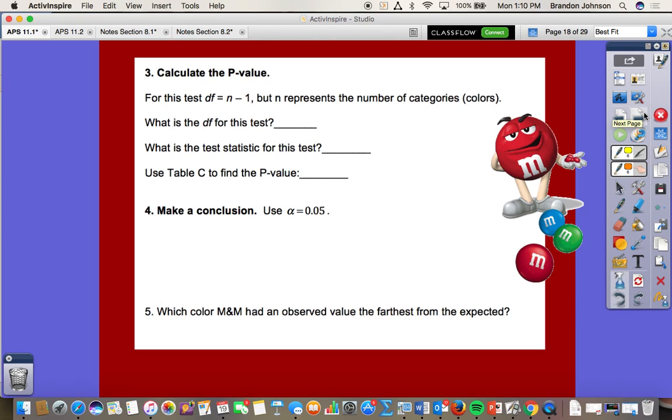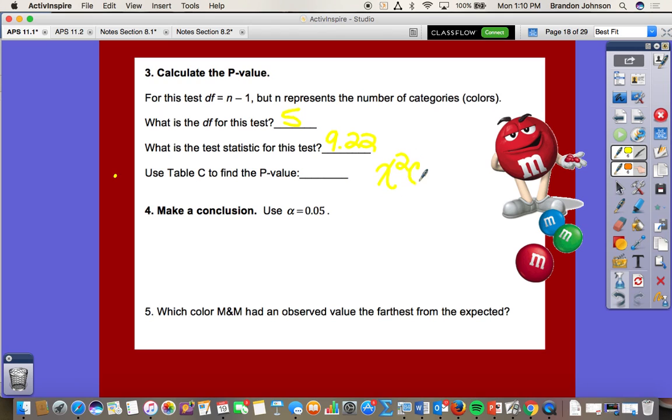For the test, df is the categories minus 1. So in this context, what's the degree of freedom? 5, good. What is the test statistic for this test? We said 9.22.